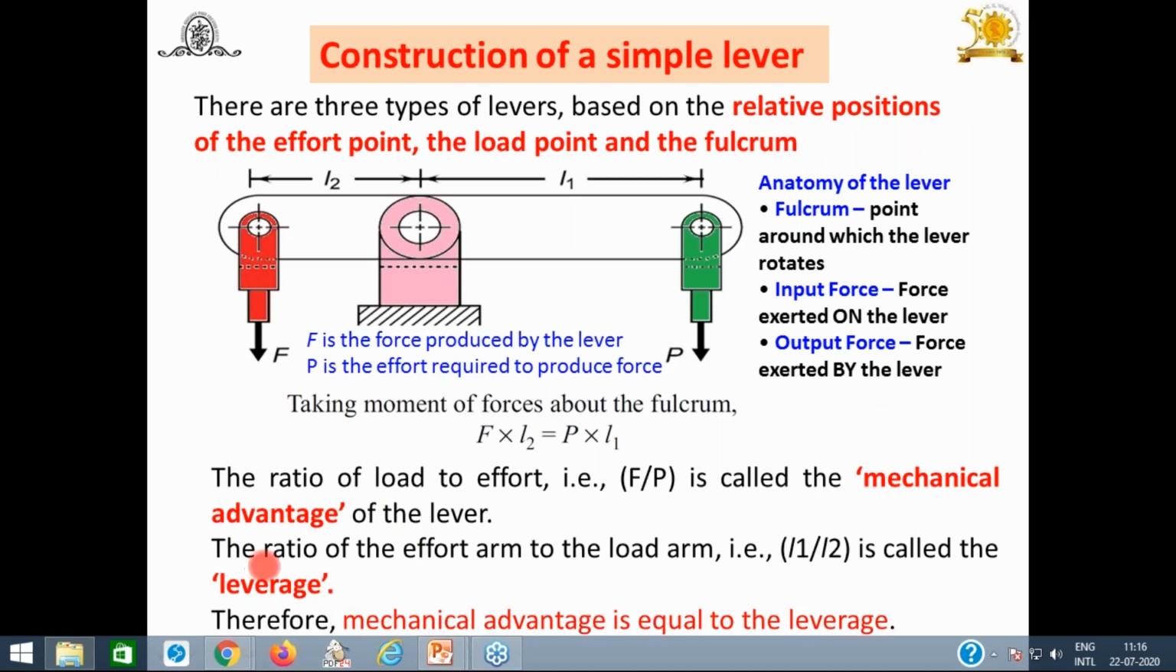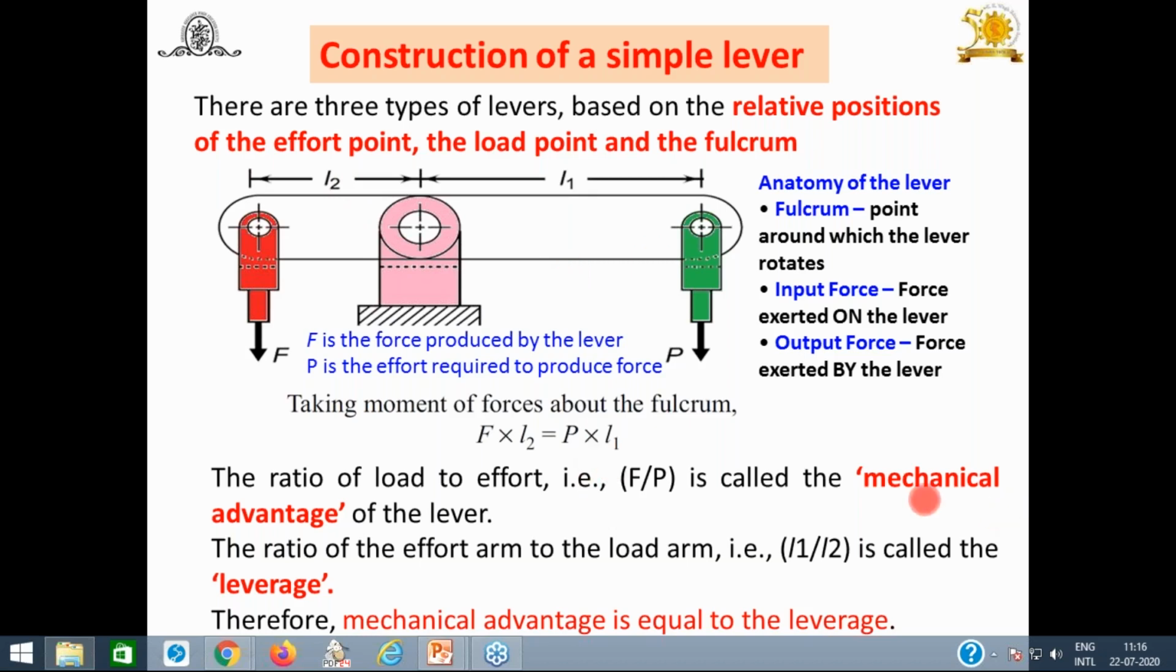So what do you mean by mechanical advantage? Load upon effort. And what do you mean by leverage? Effort arm, that is L1, upon L2. Again, when defining the classes of the different types of lever, the L1 and L2 are going to change. But while taking the value of L1 and L2, always consider the effort and the pivot as L1, and the force up to the pivot as L2. Whatever may be the position, accordingly you have to use the nomenclature.